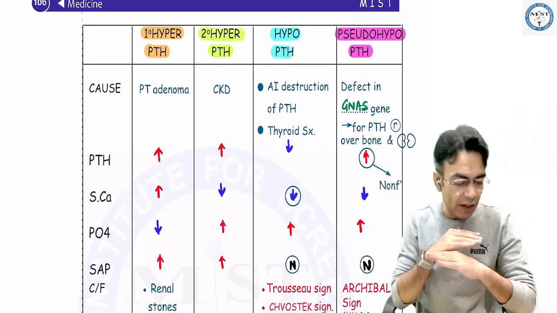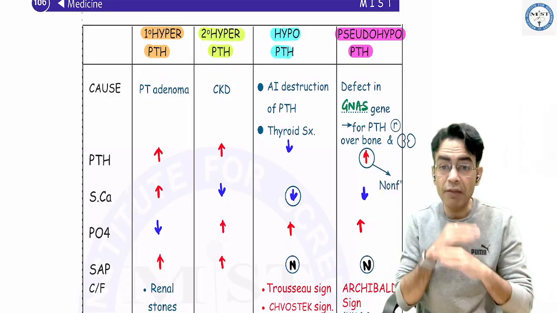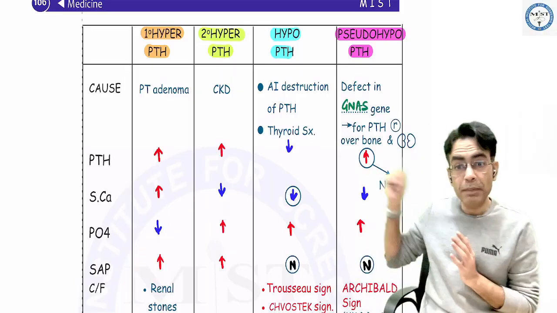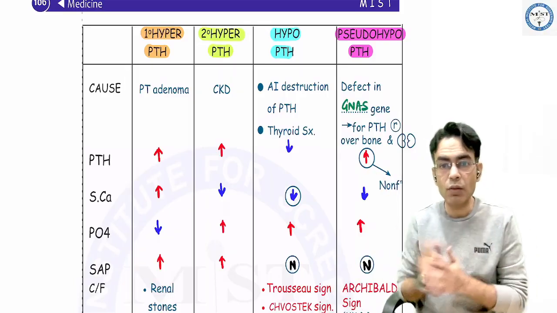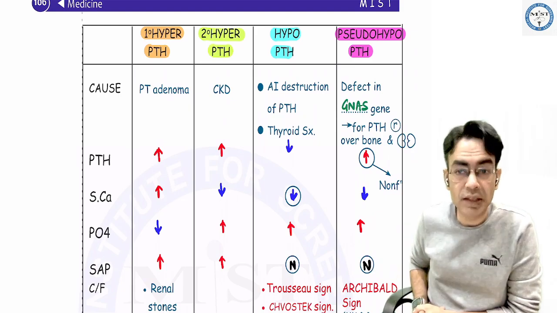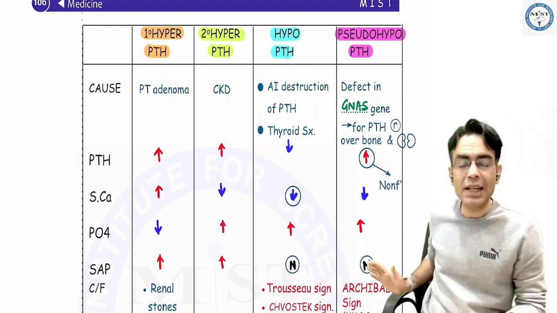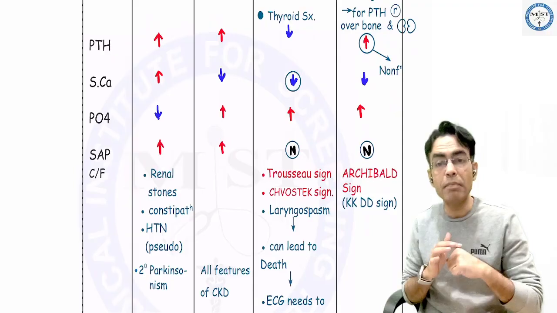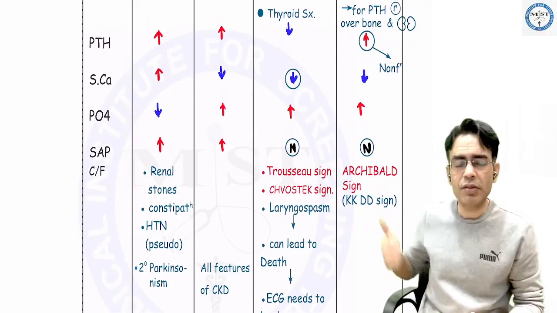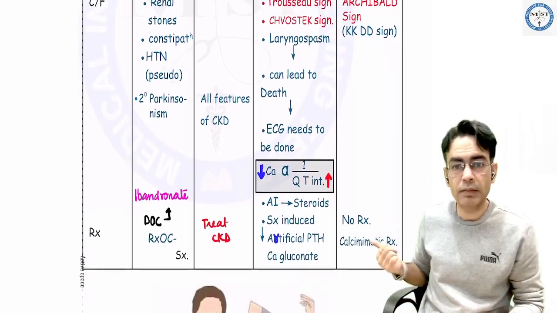GNAS gene. So if there's a defect in the GNAS gene, your PTH will be secreted, but it will not be able to function. So you'll find PTH more, but it is not functioning. So what will happen to calcium? It will be less. Phosphate high and SAP normal. You see Archibald sign, which is your knuckle, dimple, dimple. Right now, knuckle, dimple है ना, वो तो knuckle, dimple, dimple हो जाता है. What is the treatment?